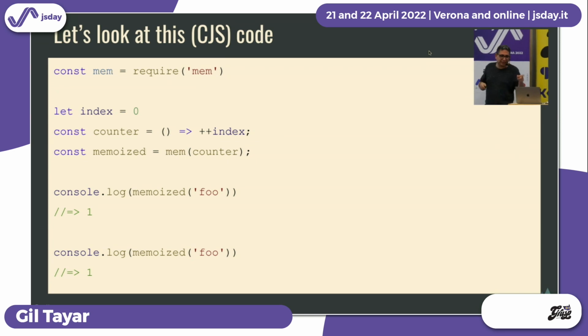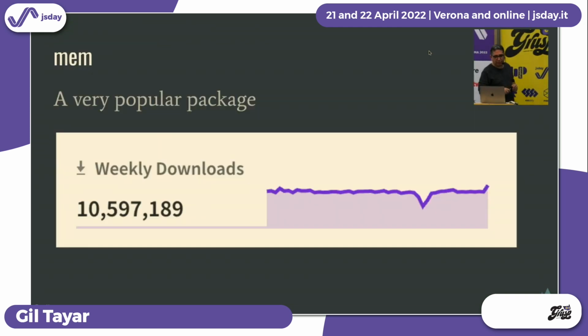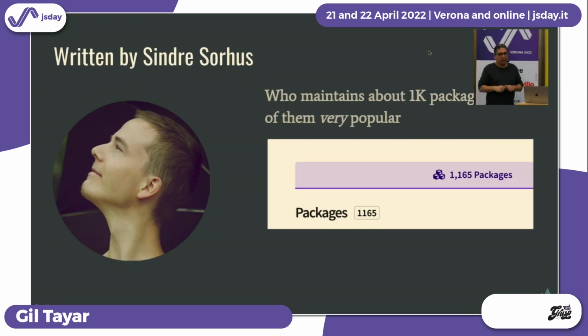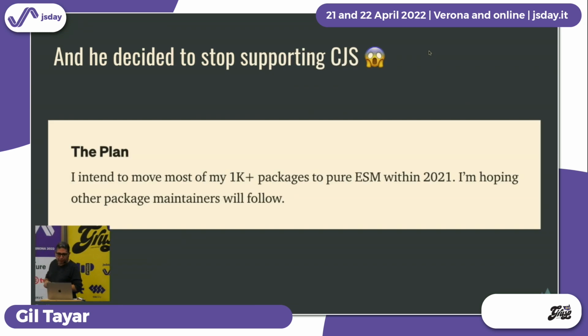The important thing is mem. Mem is a module, and a CJS module. It's using the package mem. Very popular package, 10 million weekly downloads, Sindre Sorhus. This is the guy. This guy maintains about 1K packages, 1,000 packages. Many of them, probably you're using them, whether you know it or not. Probably you know it, okay? Things like pretry, exec, hundreds, thousands.